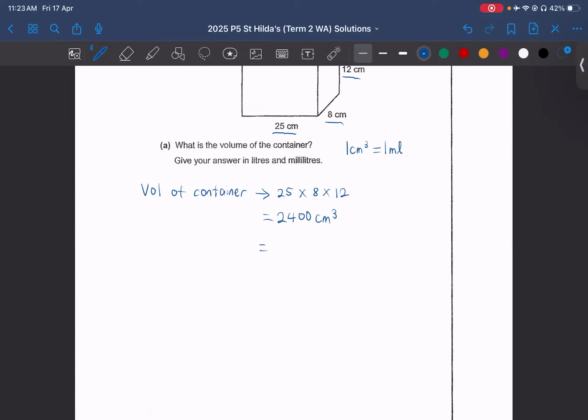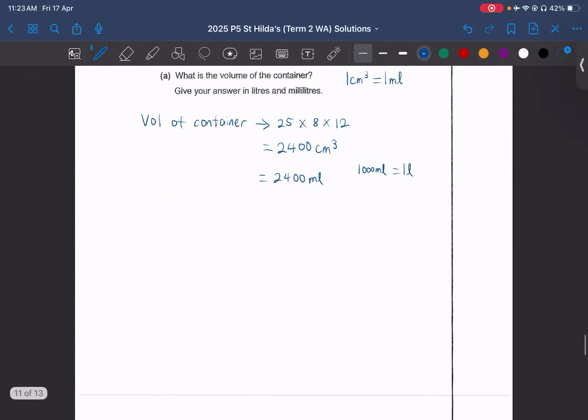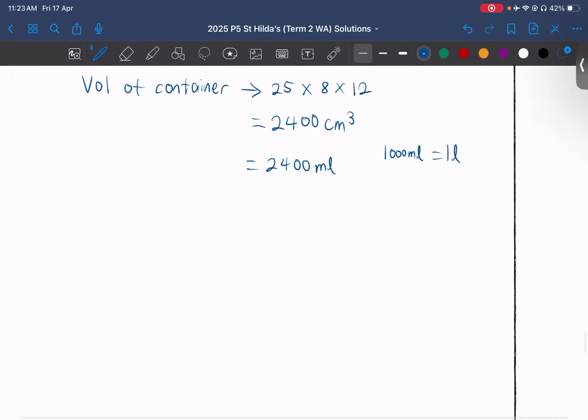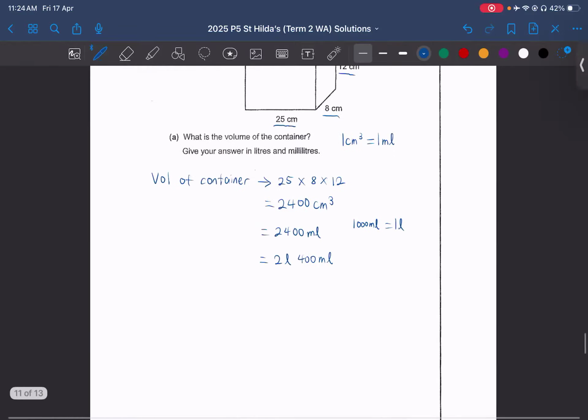It will be 2,400 milliliters as well. Okay, but since the answer wants us to give it in liters and milliliters, we have to convert 2,400 milliliters into liters and milliliters. So we also know that from milliliters to liters, 1,000 milliliters is equals to 1 liter. So we can convert 2,400 milliliters into liters. It will be 2 liters and 400 milliliters as your answer for part A.